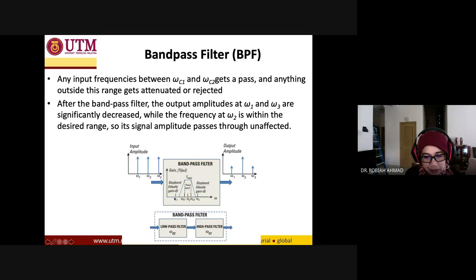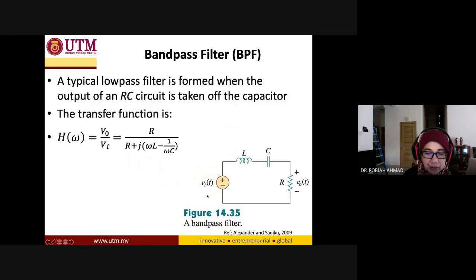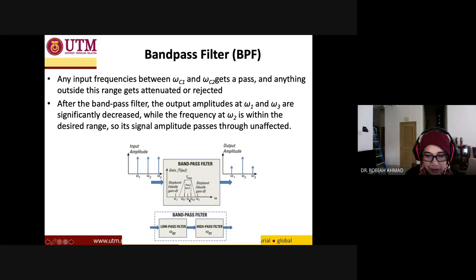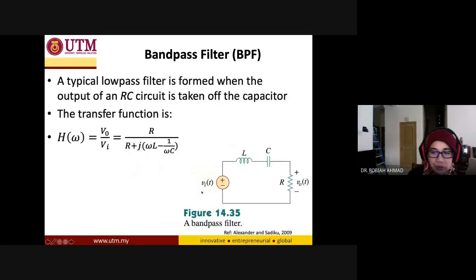Okay, because this is the high pass and this one is the low pass. If you look at this diagram, this is the high pass, this is the low pass. So when we have the circuit, it will combine. It will be the combination of the RLC and the output is taken off at the resistor.